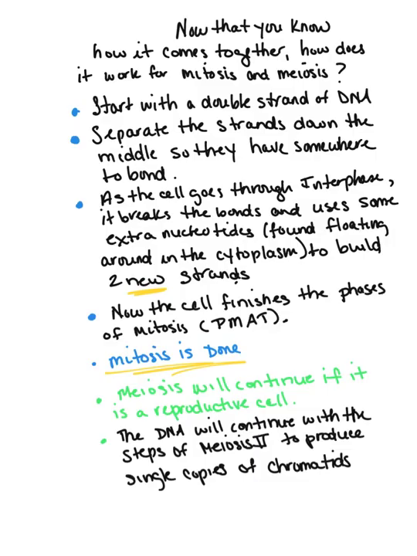This page is going to be a summary of what we just did. We now know how it comes together. We know how it works. Okay? We start with a double strand. We separate the strands down the middle so they have somewhere to bond. And as it goes through interphase, it breaks those bonds and uses some extra nucleotides that are found floating in the cytoplasm to build 2 new strands. And the cell finishes with the phases of mitosis, and mitosis is done.